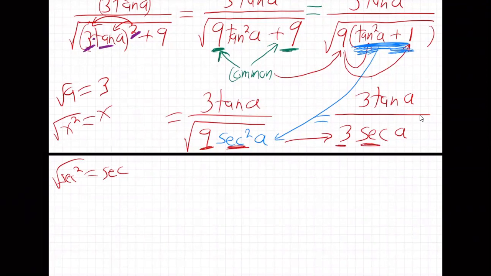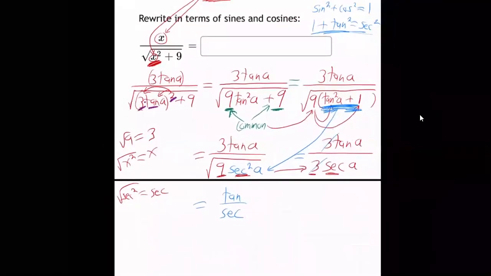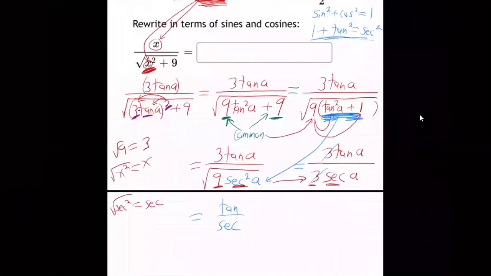All right, we're getting close now. What can we do now? Well, now we can cancel these 3's. They're gone. So we have tangent over secant. I'm going to drop the A's. I don't need them. We know they're there. We'll put them on in the end. We're at tangent over secant.